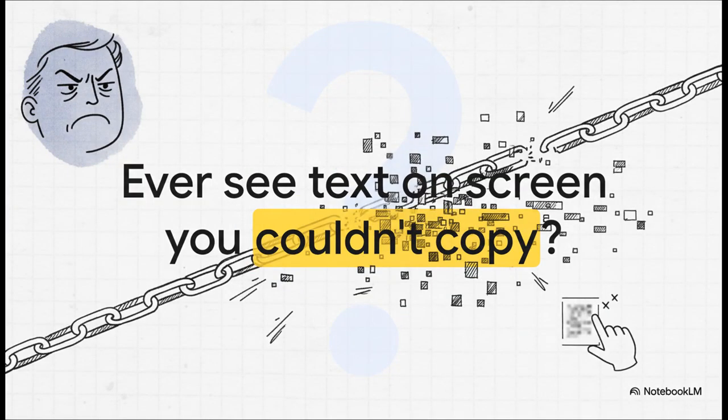And this one is the absolute worst. You know exactly what I'm talking about. You're on a video call, someone's sharing a presentation, and you see some text on a slide you need to copy. But it's an image. You can't select it. Or you're trying to grab a quote from a photo and you're stuck typing it all out by hand. Ugh, what a pain.